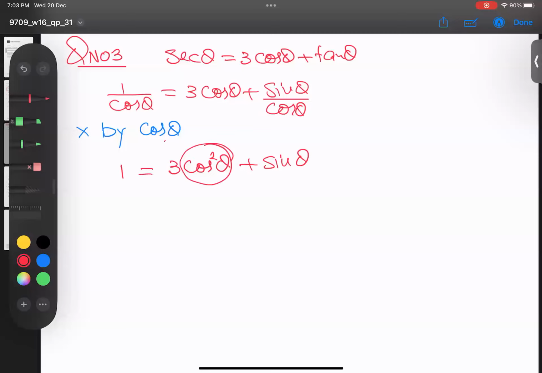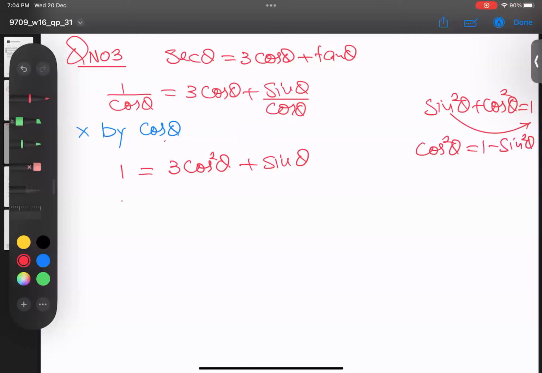But the problem is, I need to convert this cos square again. But you know, students, sine square plus cos square is 1. If I want to make cos square the subject, sine square goes to the other side. So cos square theta is 1 minus sine square theta. You must memorize this formula. So I'm going to replace it, and at the same time I bring this 1 to the right hand side. So equal to 0, 3 bracket 1 minus sine square theta plus sine theta, and this one will come at the end, minus 1.